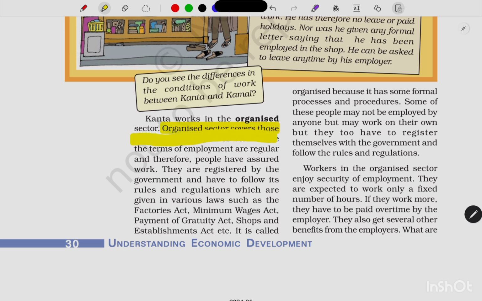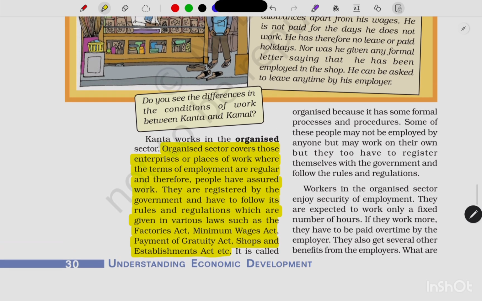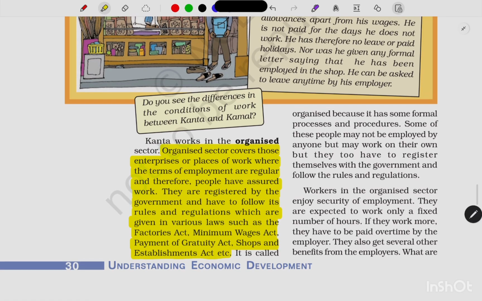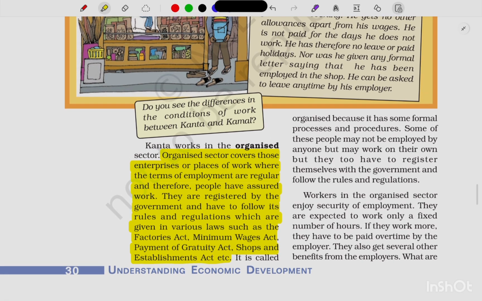covers those enterprises or places of work where the terms of employment are regular and therefore people are assured work. They are registered by the government and have to follow its rules and regulations, which are given in various laws such as the Factories Act, Minimum Wages Act, Payment of Gratuity Act, Shops and Establishment Acts, etc. Many acts. So it is called organized because it has some formal processes and procedures.